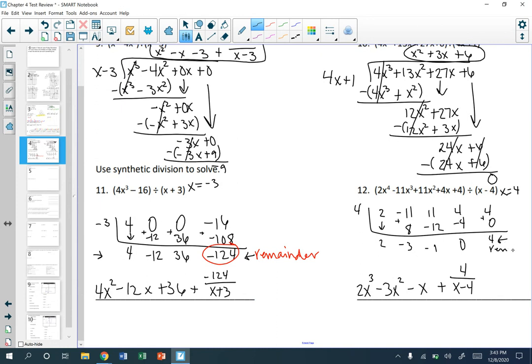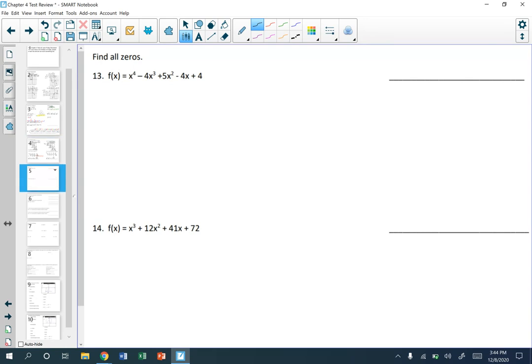All right, now we're moving on to solving, finding zeros. Remember that if we're looking for zeros, solutions, roots, x-intercepts, those all mean the same thing. We set it equal to zero and solve for x. So that's exactly what I'm going to do here. Set this equal to 0.